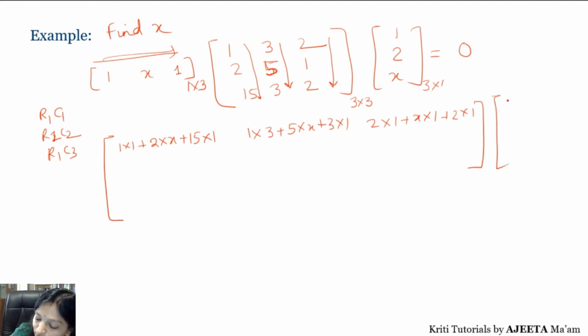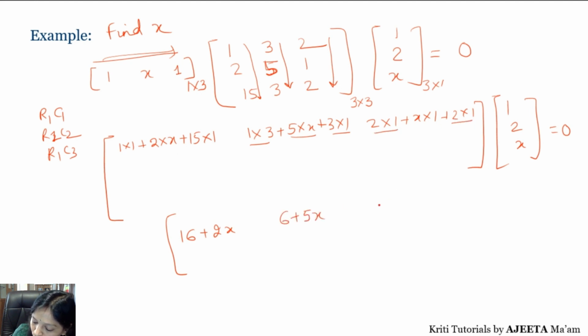Now this has to be multiplied with 1 2 x. And this is 0. We are not writing the order of 0 right now because we will multiply and then check what the order will be. Whatever comes will be the order of the 0 matrix. Okay. Now let's see it. 1 plus 2x plus 15. So what will you get? 16 plus 2x. Next, 3 plus 5x plus 3. So what will you get? 6 plus 5x. 2 plus 2, 4 plus x.